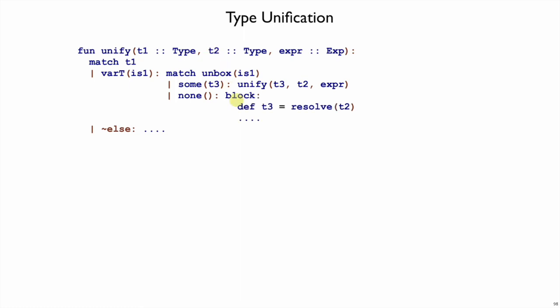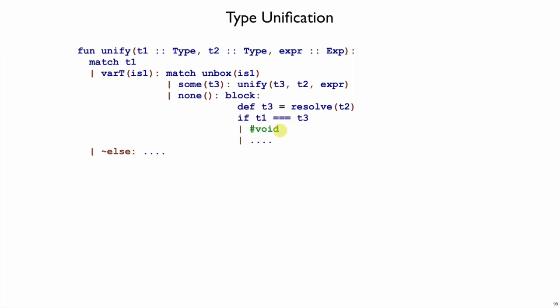But before we install that equation, first we resolve tau2 to get some simplified version tau3, and we check, is tau1 exactly tau3 already? That means we passed in the same type variable and we're trying to unify them. We don't want to install an equivalence of that type variable to itself, but we do want to succeed, so we just return void.